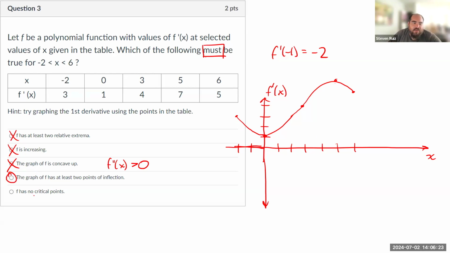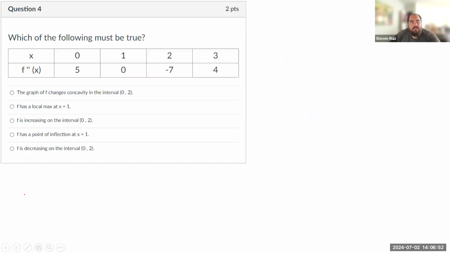F has no critical points. I don't think I can say it doesn't, because I said f prime of -1 equals -2. That might be true. What if I cross out -2 and write 0? Is that impossible? That's not impossible. So I think I can't say that f has no critical points. So I'm going to go with choice B being correct.